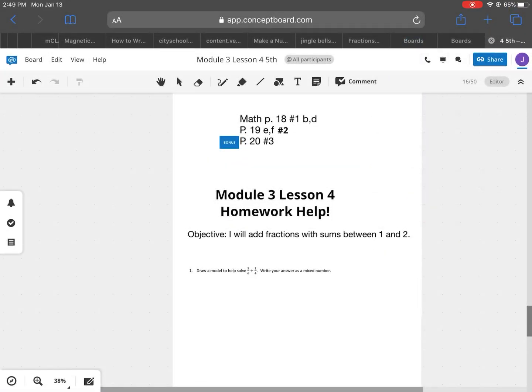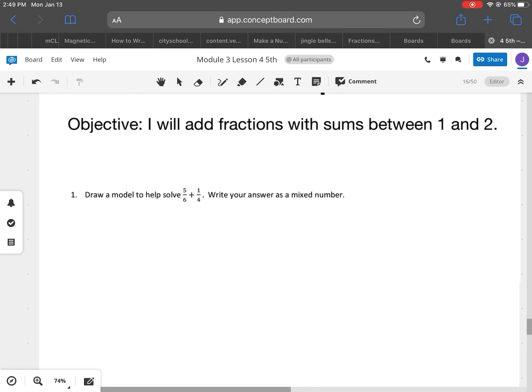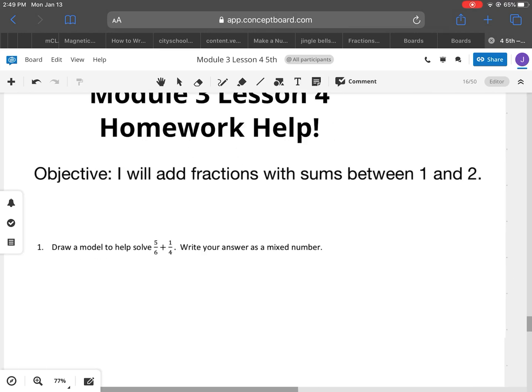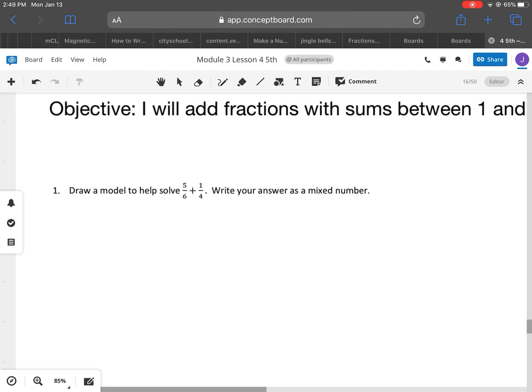Alright, this is Homework Help, Module 3, Lesson 4, 5th grade. The objective is to add fractions with sums between 1 and 2. The first one we're going to take care of, there's a homework by the way, is draw a model to help solve 5/6 plus 1/4 and write your answer as a mixed number.